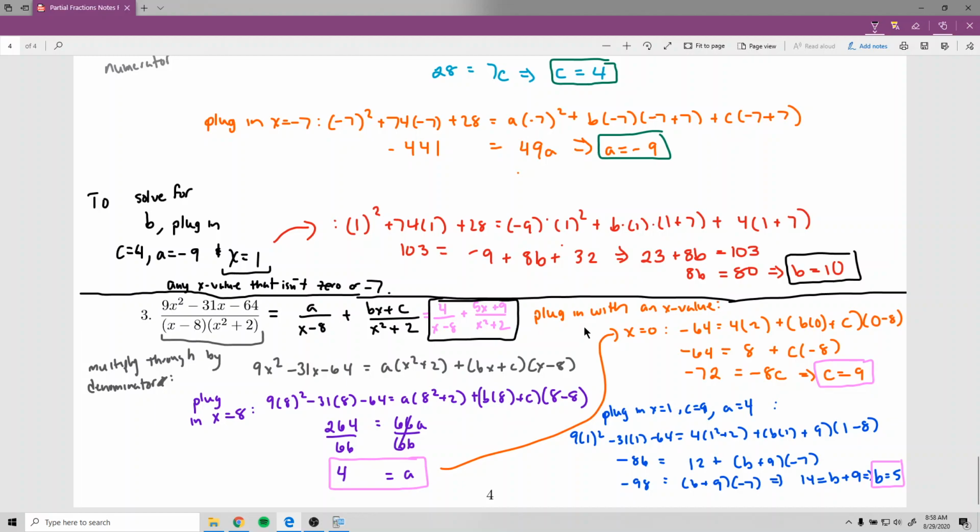And read the question carefully. Sometimes it only asks for the A, B, and C. They'll probably call them something else. It depends on the homework. Other times it might ask for the whole partial fraction decomposition, so just be aware of that. But that is our section 9.4.